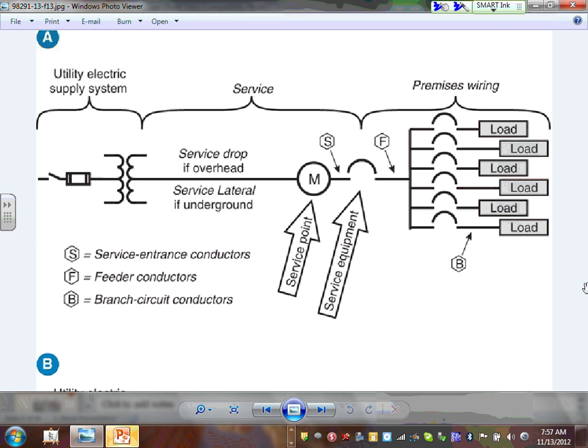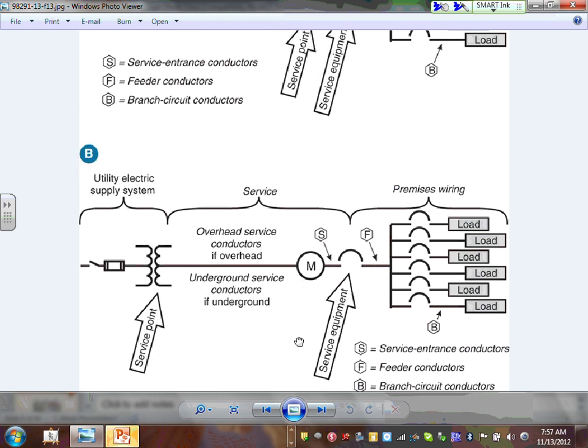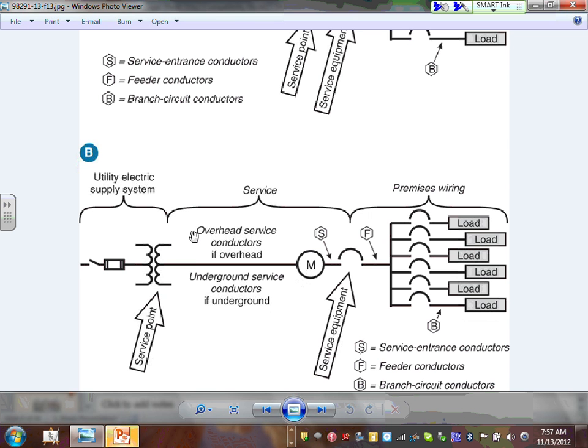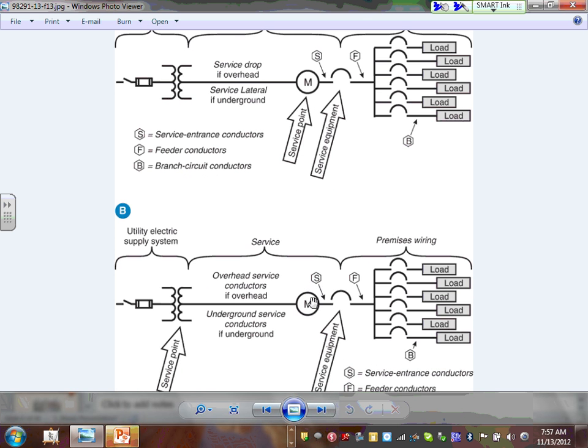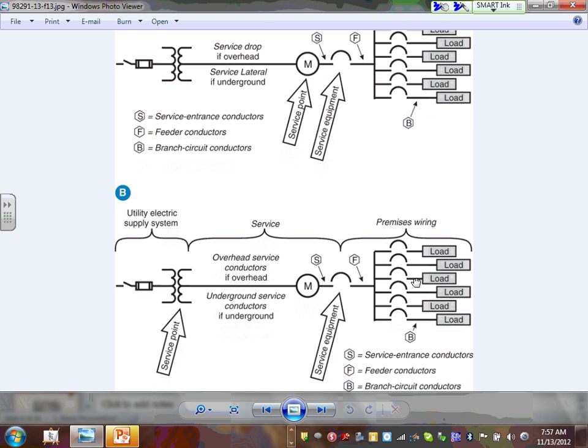So that's my service point. Now look at this here. We have a utility electrical supply system, so we have two systems here. We have branch circuits, and we have overhead service conductors. If it's overhead versus underground service conductors, what's the difference between the two? Okay, so we have the service point.